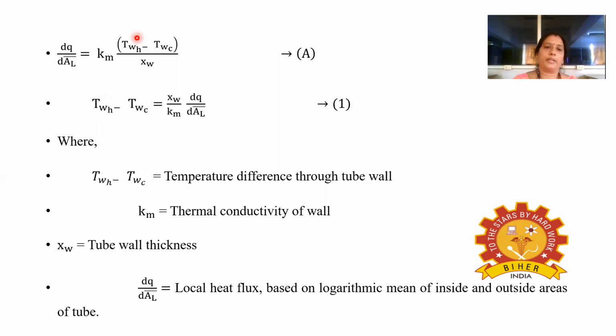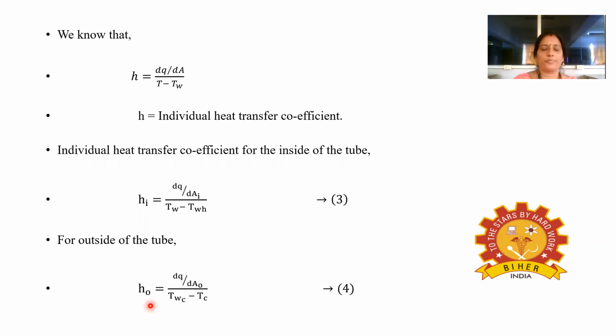After rearranging this equation, TWH minus TWC is equal to XW by Km into dq by dA L bar. A L bar is the logarithmic mean area, Km is the thermal conductivity of the wall, XW is the wall thickness, and dq by dA L bar is the local heat flux based on the logarithmic mean of the inside and outside areas of the tube. And for a liquid, we know that h is equal to dq by dA divided by T minus TW, and h is the individual heat transfer coefficient.